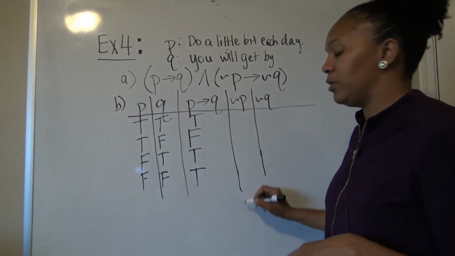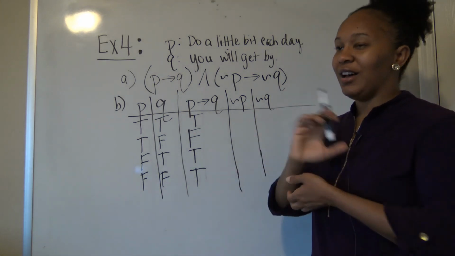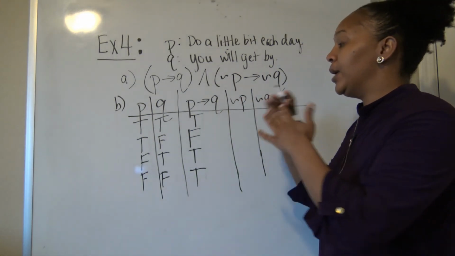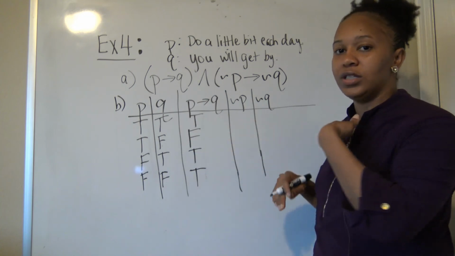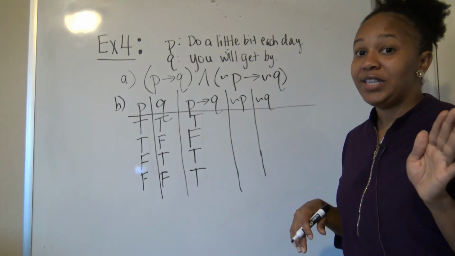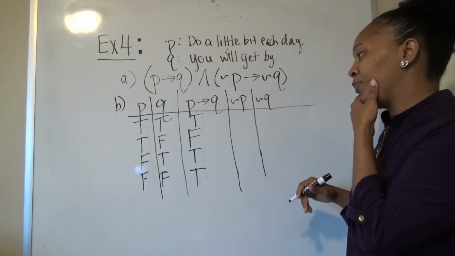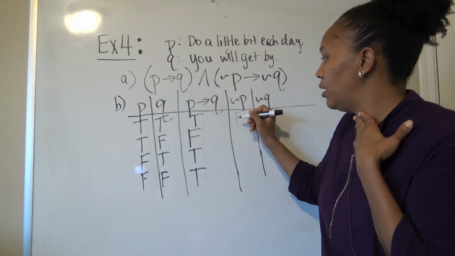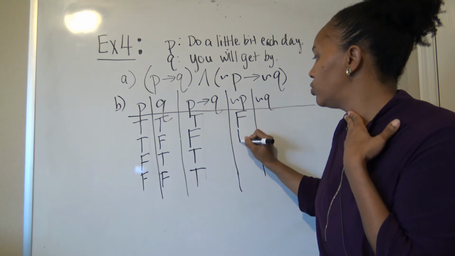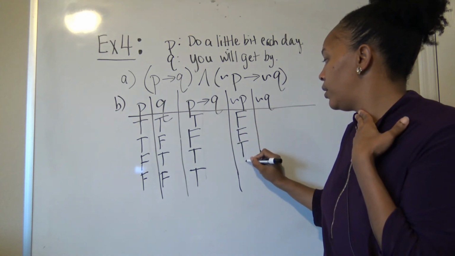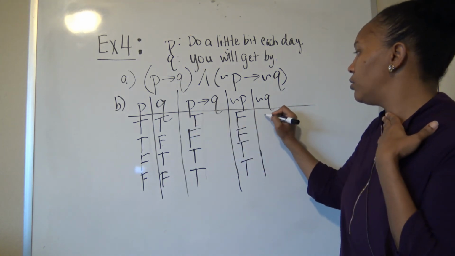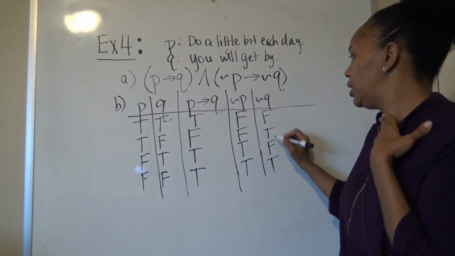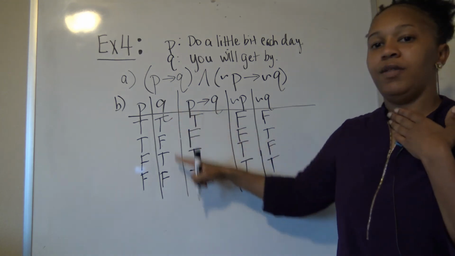And I'm actually supposed to be figuring out these headings first. I'm not being consistent with how I was doing it in the last video. But you can figure out the headings first or you can just go along as I've been doing it. It's best to figure out the headings first though. So not P would be false, false, true, true. And not Q would be false, true, false, true. Remember, these are the opposites of P and Q.